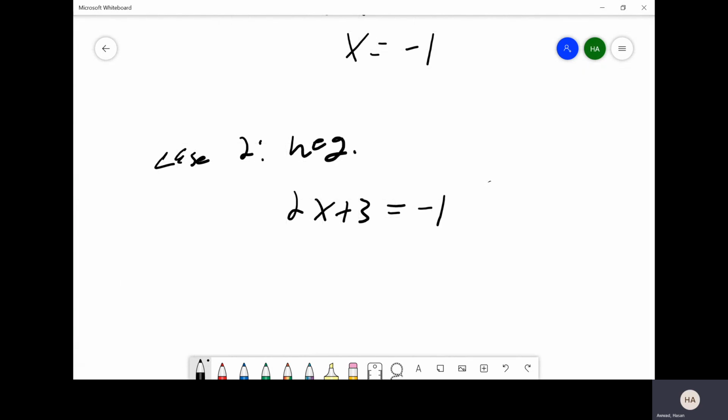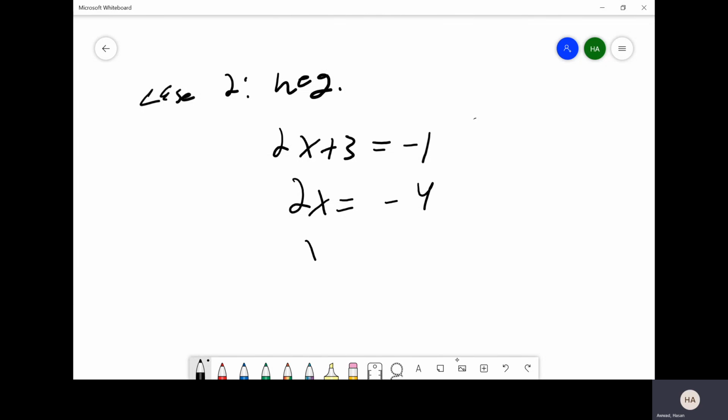And then moving down here, we have 2x plus 3 is equal to -1. We're still going to subtract 3. So we get 2x is equal to -4. And then divide both sides by 2. We get x is equal to -2.